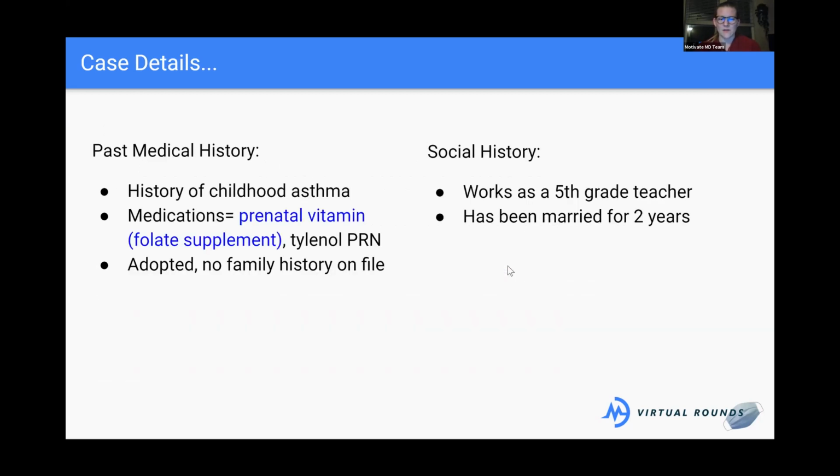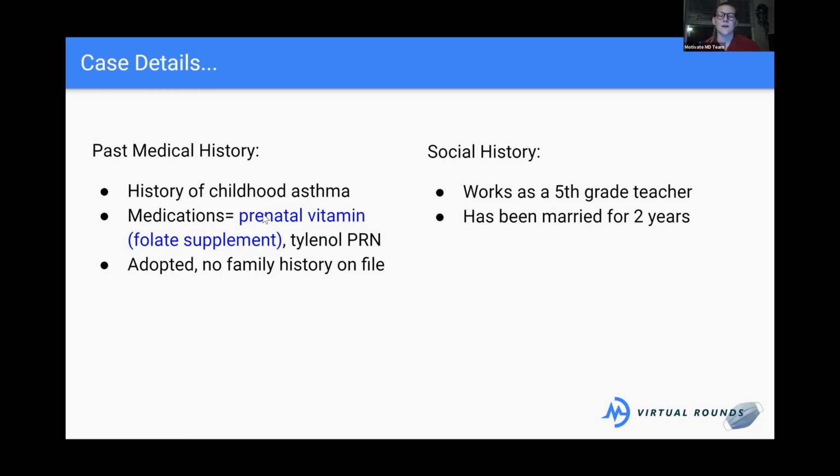So for her past medical history, she has a history of childhood asthma. So this is presumably well controlled for her now. She also is taking a prenatal vitamin, and the most important part of a prenatal vitamin is to have a folate supplement or a folic acid supplement. The reason for this is because it prevents neural tube defects in the pregnancy. This is more important in the earlier trimester, like the first trimester, meaning the first 12 weeks, but it's definitely recommended to be on it for the duration of your pregnancy.